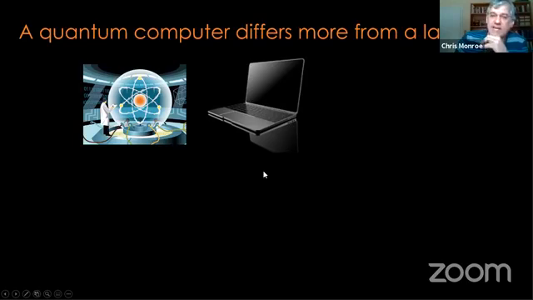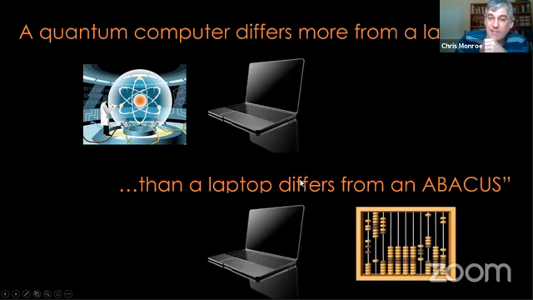And Bill is fond of saying that a quantum computer differs more from a laptop than a laptop differs from an abacus. And the reasoning here is that this laptop down at the bottom and the abacus are both Turing machines. They can both be modeled by this abstract model of a tape and a head. Whereas the quantum computer, you can't do that. It relies on totally different rules of physics.